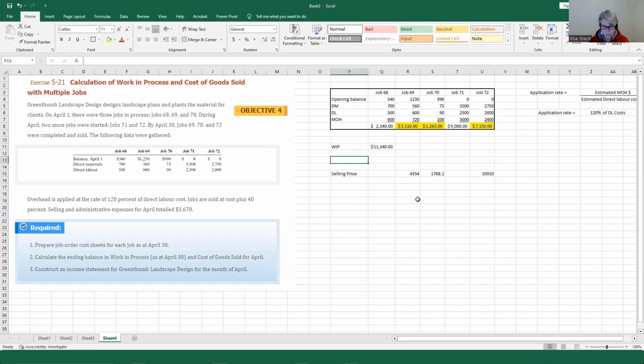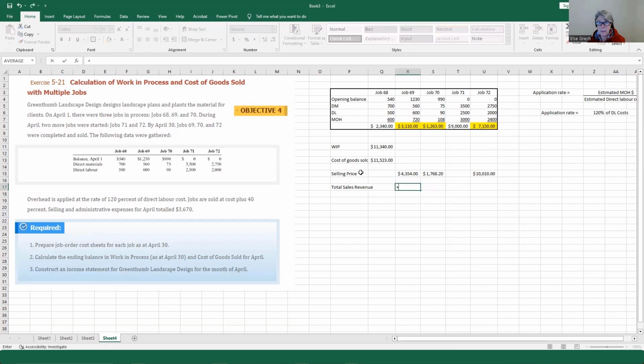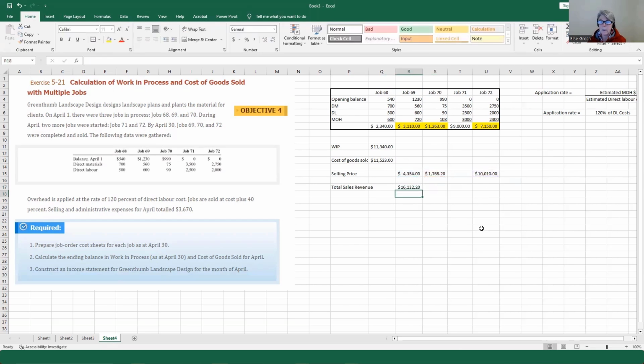Now, they also wanted us to calculate the cost of goods sold. Let's just put this down here. So, cost of goods sold. Well, we know which jobs were sold: job number 69, 70, and 72. That's $11,523. We know the selling prices of all these jobs. I'm going to put dollar signs on there so we can add these across. The total sales revenue is going to be all three of these added together. Total sales revenue is $16,132.